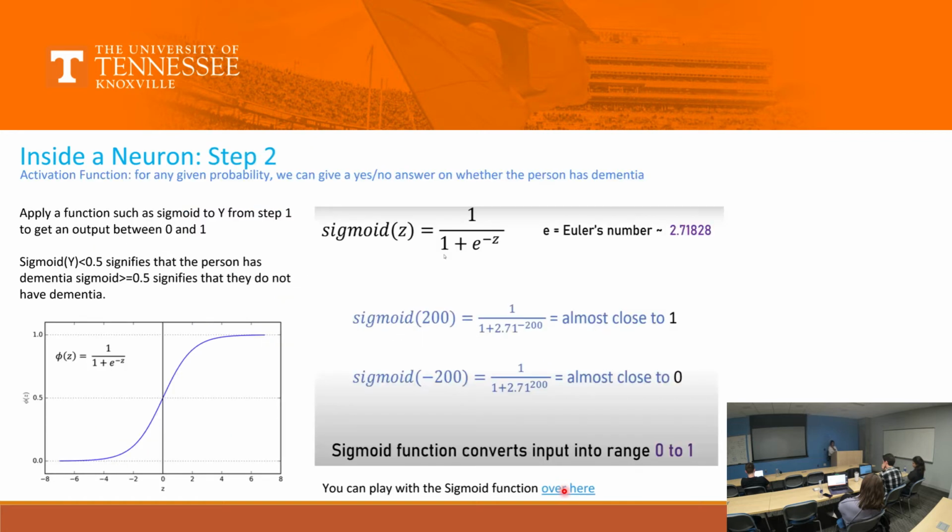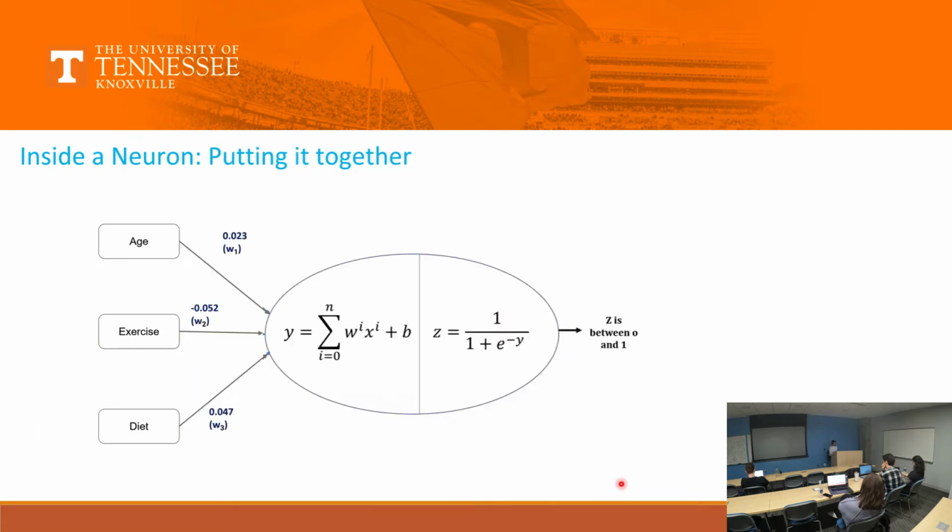Now, this is one thing that's very interesting: you can play with the sigmoid function. I will go back in the next slide. Your overall neuron looks like this right now. You have an age, you have an exercise, you have a diet, right? And I give this an individual Excel sheet, and it is trying to calculate for a case.